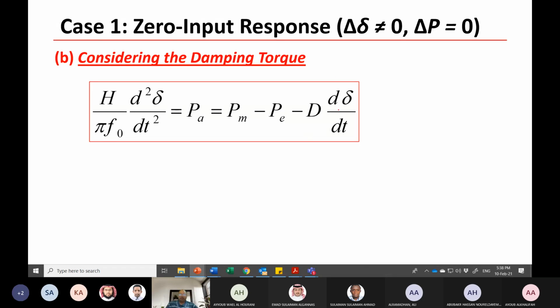If we don't have this term and the system is stable, we have these roots here. This is without considering the damping, with D equal to 0. So the roots are on the imaginary axis, and the response is oscillatory.